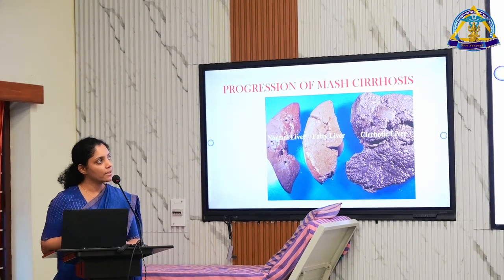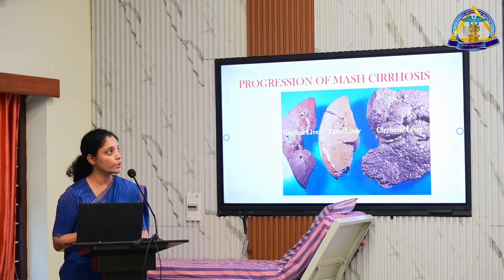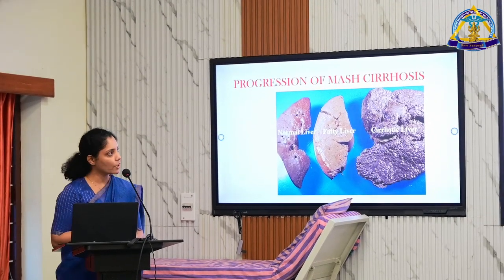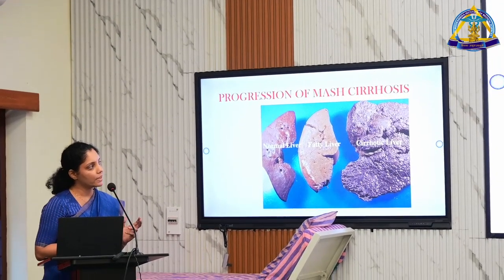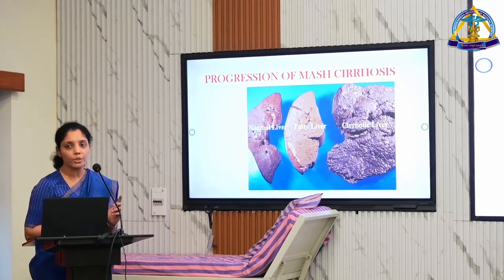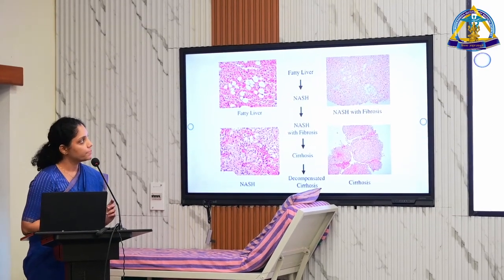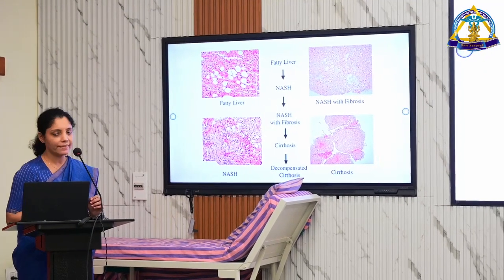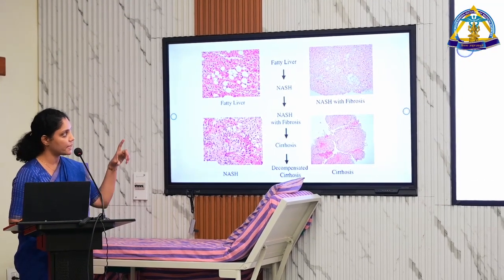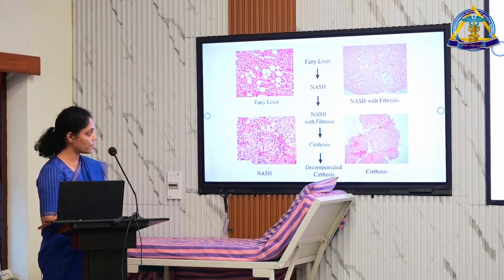This is for an idea. MASH is metabolic associated steatohepatitis. That's a new terminology for fatty liver. Just for a prototype, how a normal liver evolves into a fatty liver and then into the cirrhotic liver with the nodules, as we said. So this is again the NASH cirrhosis. This is just depicting how it evolves from a fatty liver, where you see vesicles.